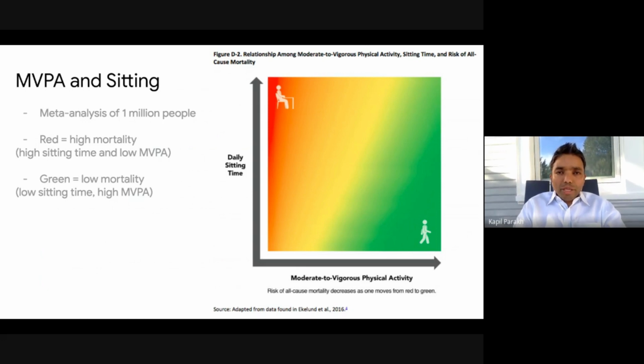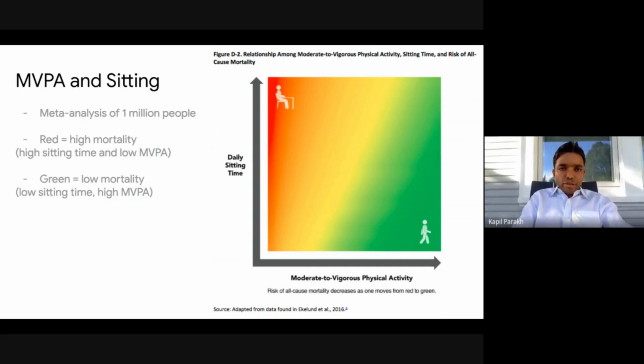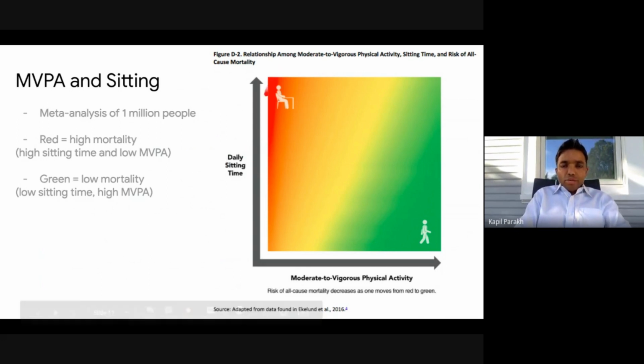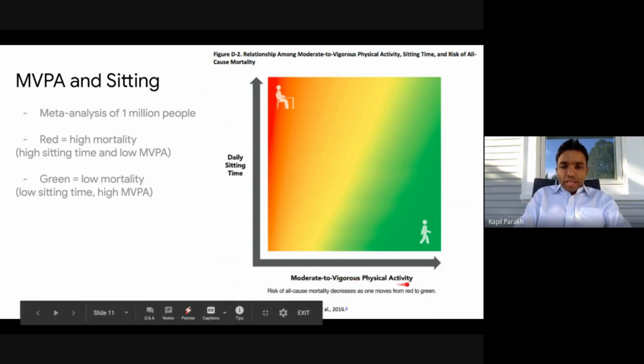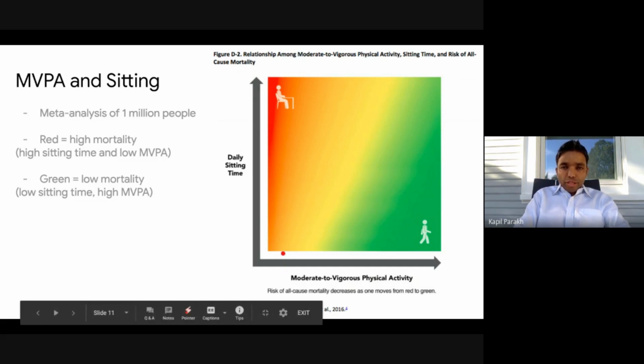This graph really explains that relationship between moderate to vigorous physical activity as well as the sedentary time or sitting time. So on the y-axis, if I may just get a pointer up, I can demonstrate this better, is the daily sitting time. This is how much time somebody spent sitting in a day. And on the x-axis is your moderate to vigorous physical activity, or MVPA. And what you see is that this graph is color-coded so that the red is the highest mortality, where somebody has a lot of daily sitting time and not very much moderate to vigorous physical activity.